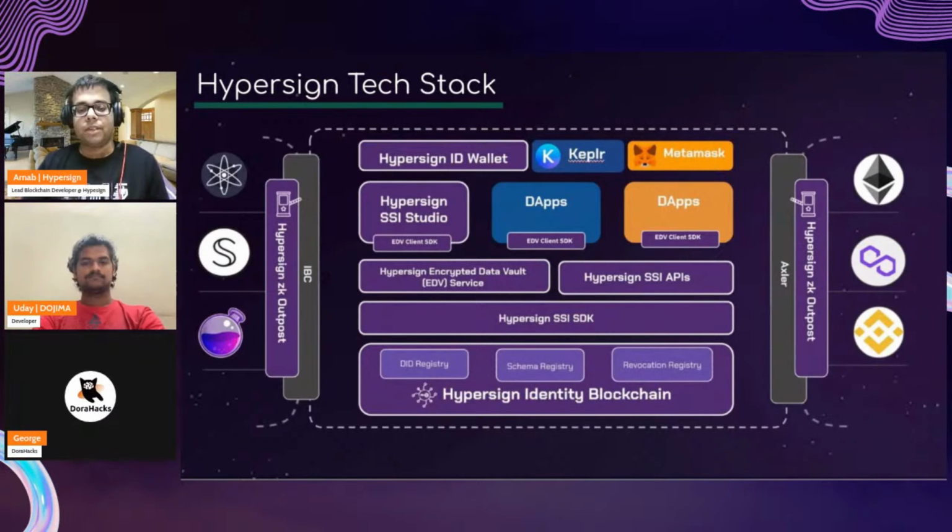And on top of that, we have Hypersign SSI SDK. So Hypersign SSI SDK makes it a lot easier to interact with the blockchain network, and also helps developers integrate the features and functionality in decentralized applications as well. Hypersign SSI SDK is primarily written in JavaScript.